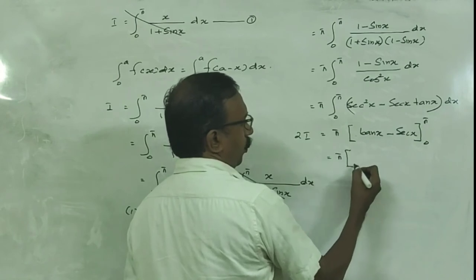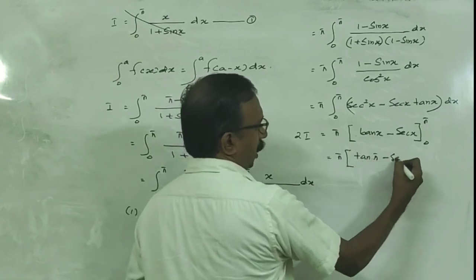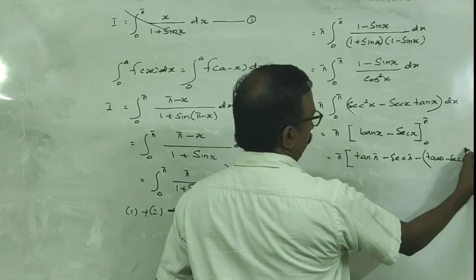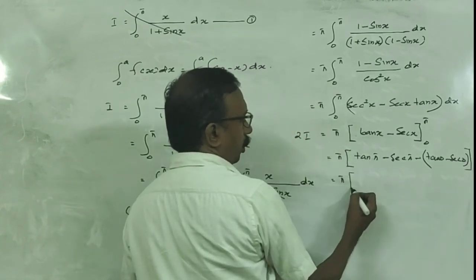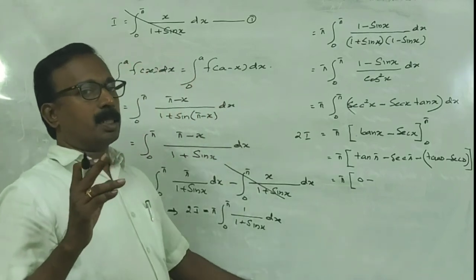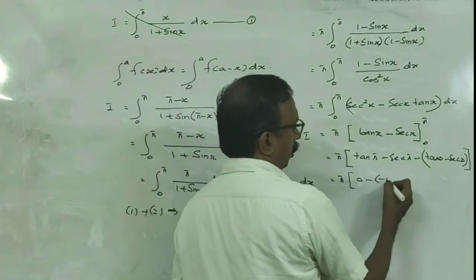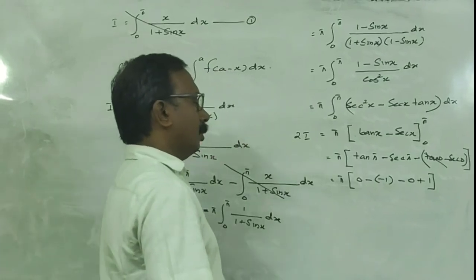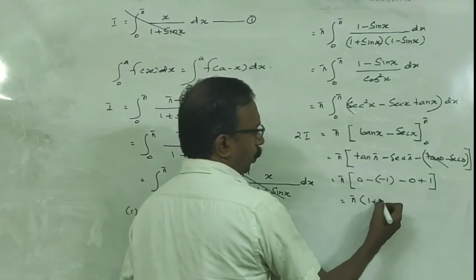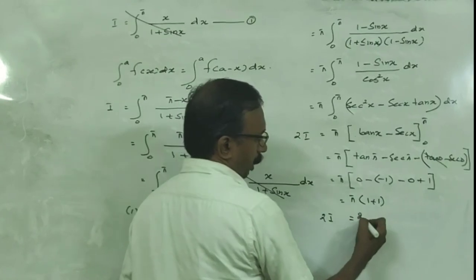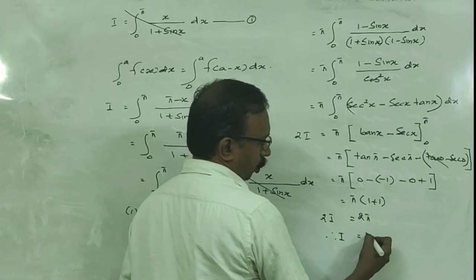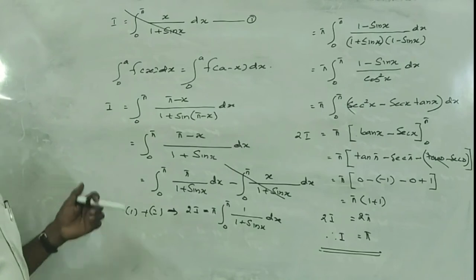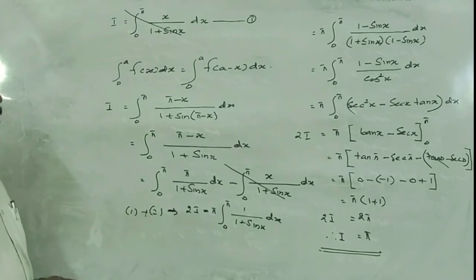Now pi into tan pi minus sec pi, minus of tan 0 minus sec 0. That is, pi into tan pi is 0, sec pi, cos pi is minus 1, sec pi is also minus 1, minus tan 0 is 0, minus into minus plus 1. So pi into 1 plus 1, 2, is equal to 2 pi, therefore I is equal to pi, this is the answer, I is equal to pi. This question is also important, so practice well.